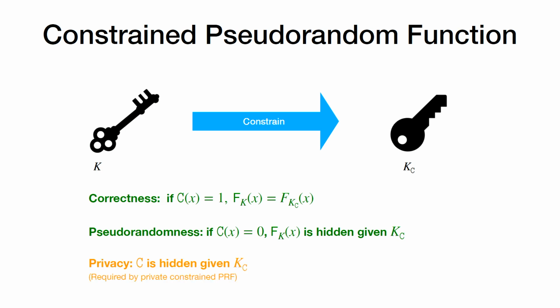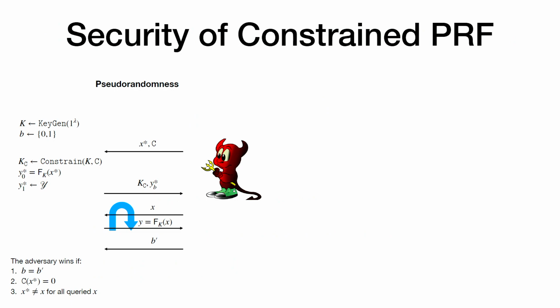Sometimes we may need an optional security property called privacy. That is, the constrained key will hide the constraint. And a constrained PRF with this security property is called a private constrained PRF. To define security for our constrained PRF, we usually consider adversaries that can make some oracle queries. To make things more concrete, we will consider this very basic security definition for pseudorandomness.